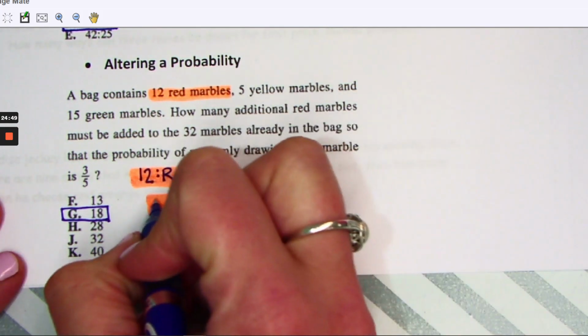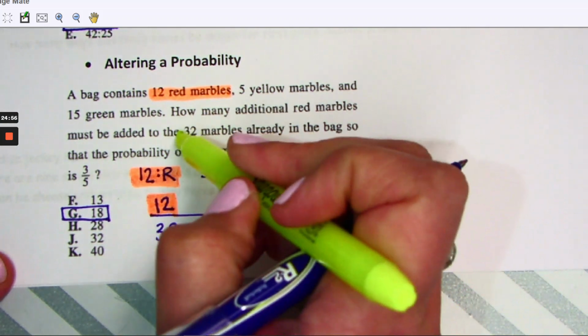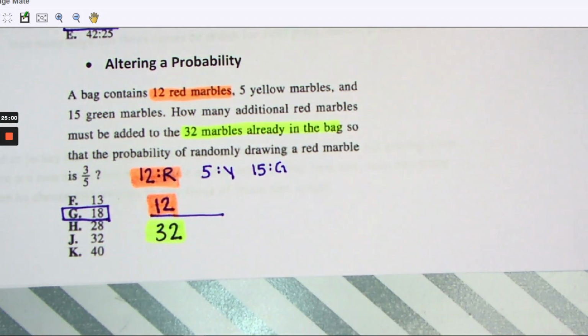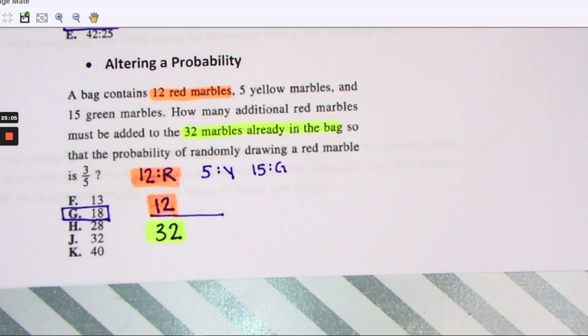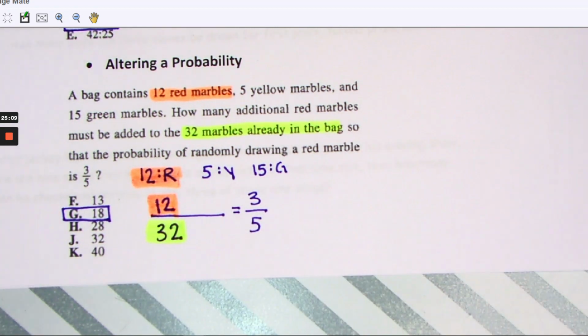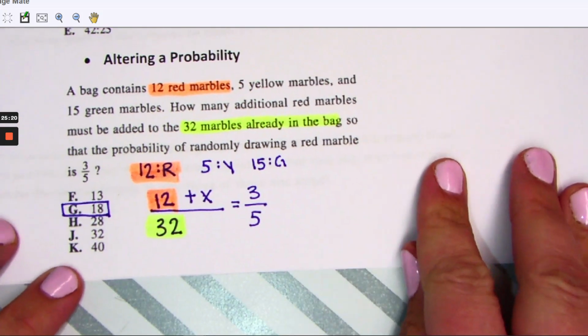So we know we've got 32 on the bottom because 32 represents the total. There are already 32 in the bag. But 12 over 32 doesn't reduce to 3/5. We want our final probability to be 3 over 5. So we need to add some red marbles in there. And like Leah said, she added 18 to that and then divided. So I'm going to put an X up here to represent additional red marbles. We're adding marbles to the bag.